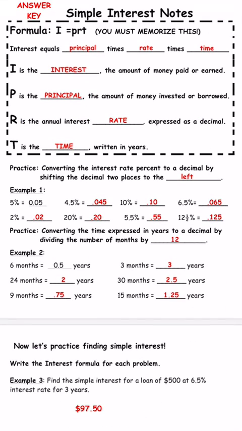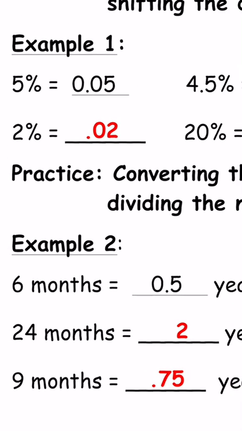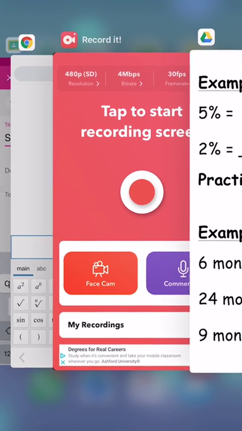And right here at the bottom, example 2, how to convert months into years. Like I said, for right now, the first 3 problems I gave you this week are in years. But if I give you a problem that says months, whatever months it says, you must divide that number by 12. So for instance, this one says 6 months. I have to get that 6 and divide it by 12.